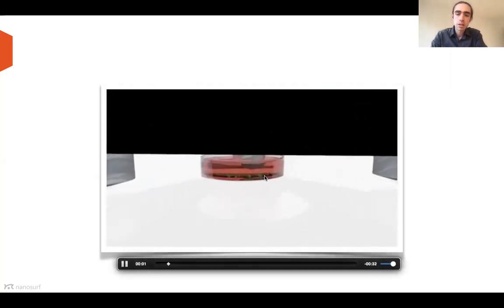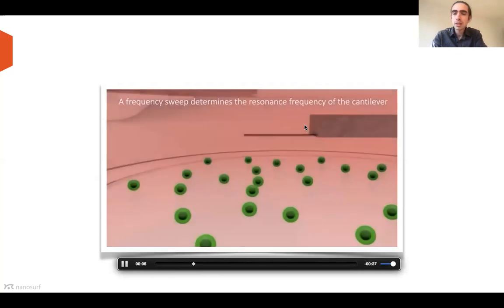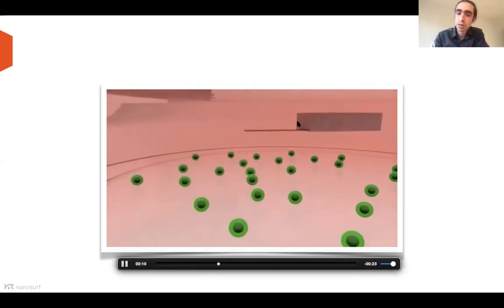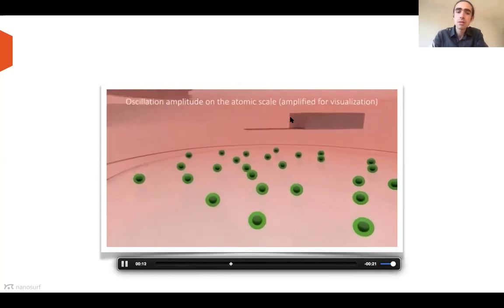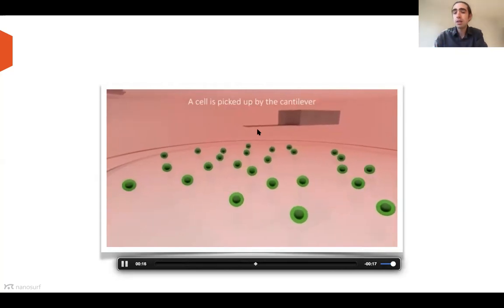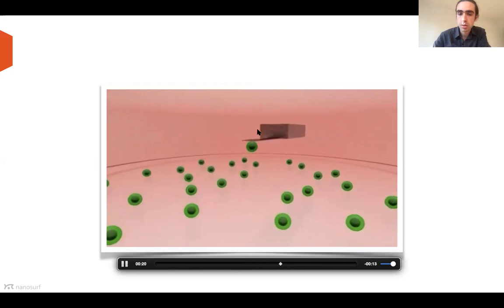So here you see in green the cells. Here you see on top the cantilever. So this is the chip that holds the cantilever. Here now we excite it with that laser that is focusing at the base. And we see the amplitude of the vibration, which here is widely exaggerated, but what we need to know is actually just the resonance frequency.